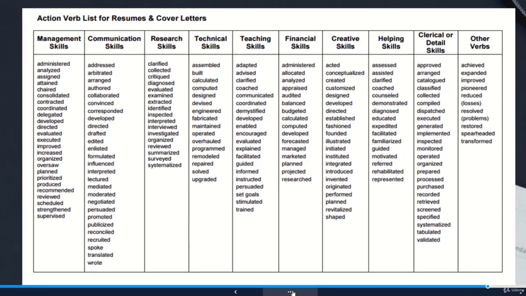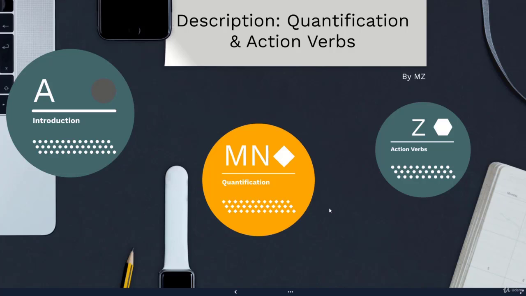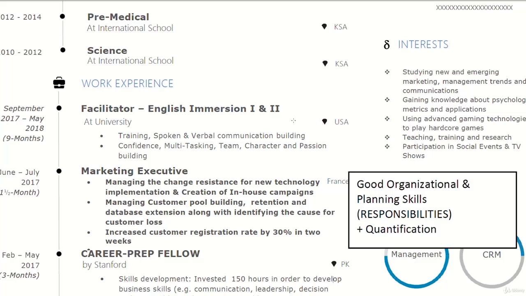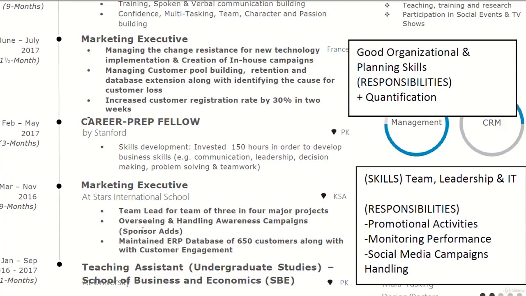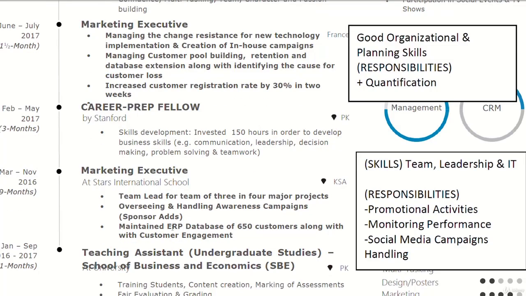Now we are going to move back to the CV and understand how action verbs are added in the CV and how they help us represent our specific skill set. After going through the action verbs, now we're going to see them in an example. Here I have written that I was the team lead of 3 people, and I worked with them on 4 different projects. I oversaw and handled some awareness campaigns. I maintained ERP, a database of 650 customers, along with customer engagement.